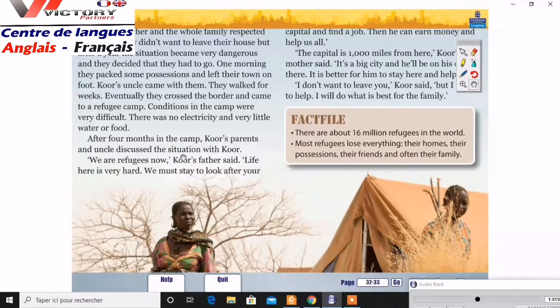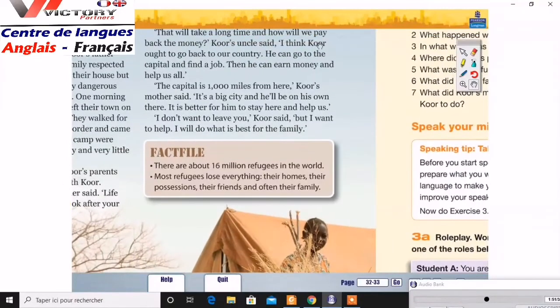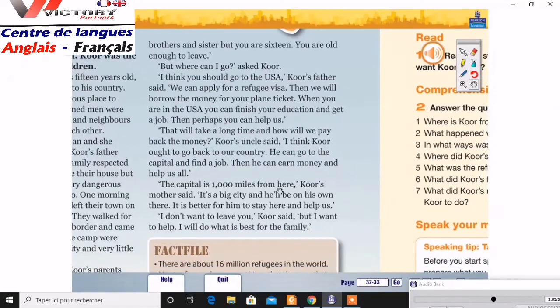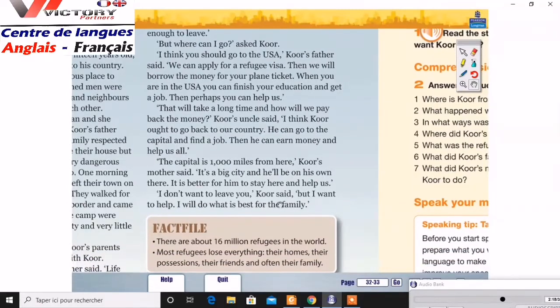Cour's parents and uncle discussed the situation with Cour. "We are refugees now," Cour's father said. "Life here is very hard. We must stay to look after your brothers and sister, but you are 16. You are old enough to leave." "But where can I go?" asked Cour. "I think you should go to the USA," Cour's father said. "We can apply for a refugee visa. Then we will borrow the money for your plane ticket. When you are in the USA, you can finish your education and get a job. Then perhaps you can help us."